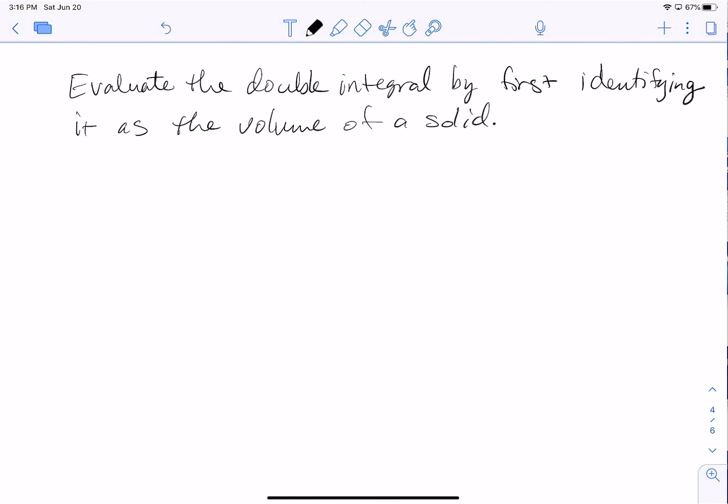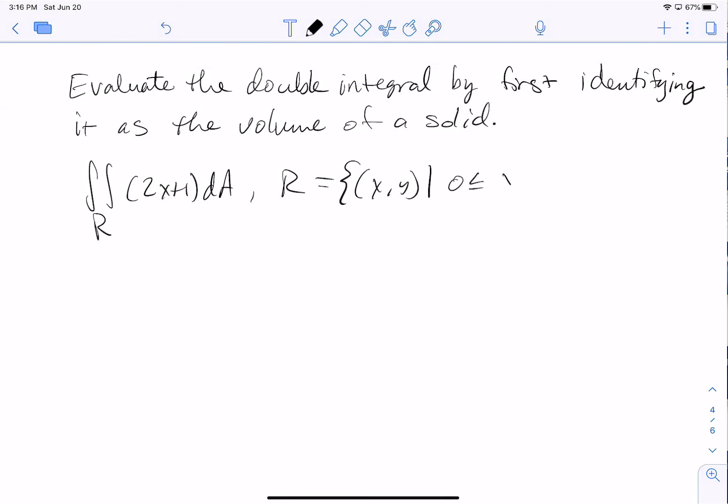Next up, we have another problem we're also going to do without actually integrating. We're going to evaluate a double integral by first identifying it as the volume of a solid. We're looking at the double integral over R of the quantity 2x plus 1 dA, where R is the set of ordered pairs (x, y) such that x is between 0 and 2, and y is between 0 and 4. In order to envision this as the volume of a solid, it'll be good to graph the solid.